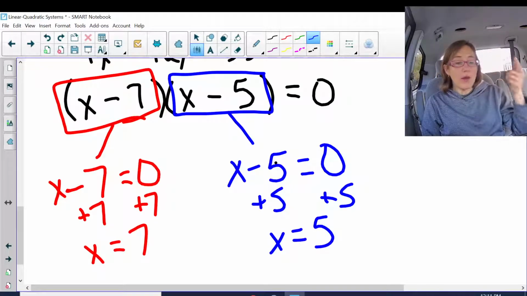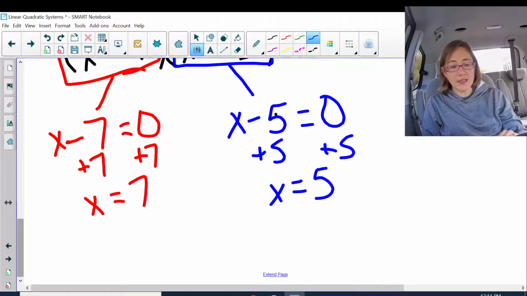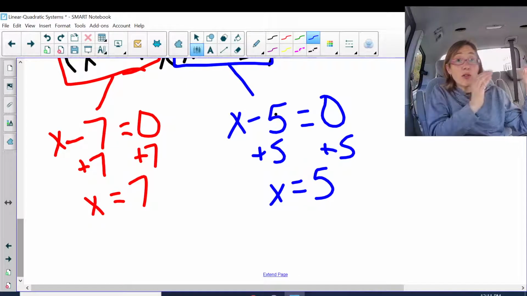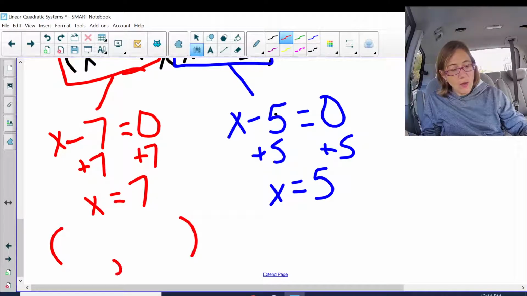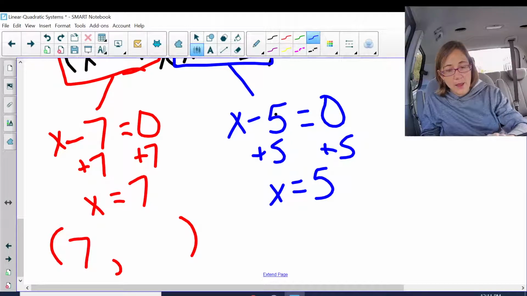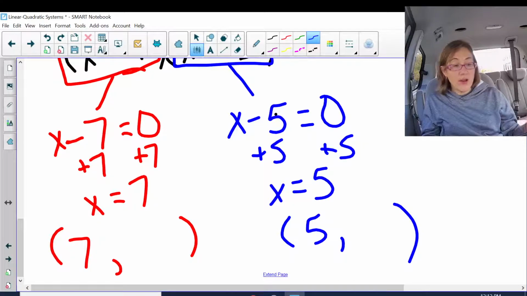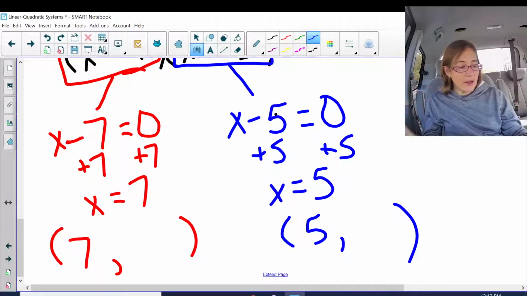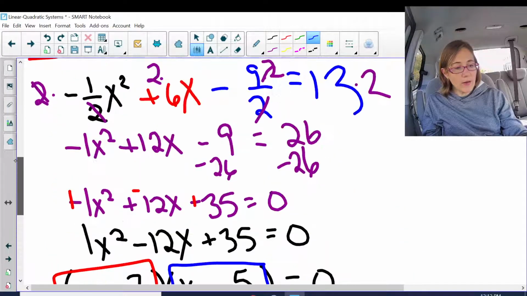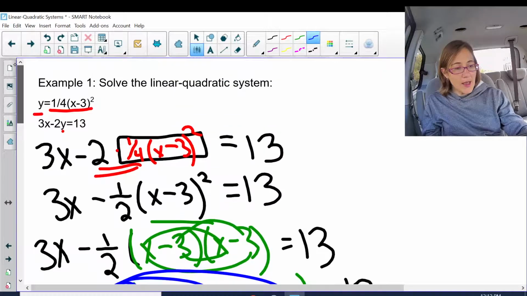Now, we got to keep our goal in mind. If you remember, what we're doing here is we are solving a linear quadratic system. So what we're looking for is 2 ordered pairs. What we have right now is 2 x values. So we know the x coordinate of each of these intersection points. So there are going to be 2 points where our parabola and our line meet, and we know the x values. So to find the y values, we're going to have to plug that in to one of our original equations.